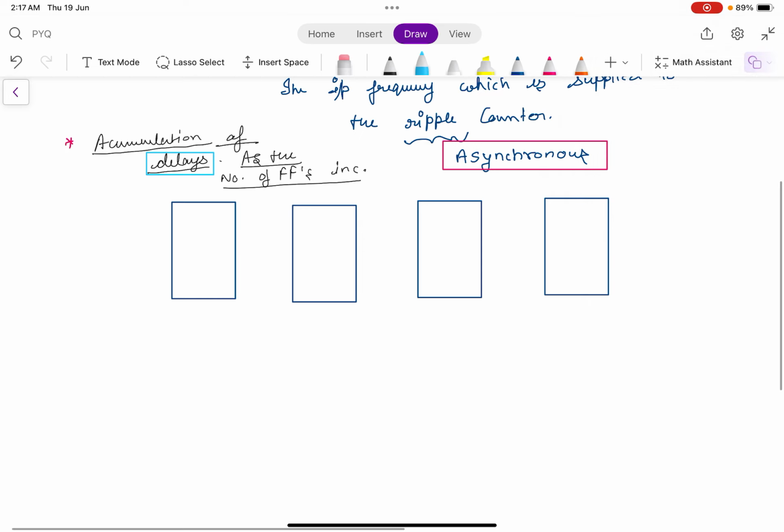Now let's have the connections. So we get the input. Let's consider a D flip-flop. So this is the output. Now this gets the input. I am assuming it to be a positive edge triggered flip-flop. Now this gets the input D, Q. This gets the input D, Q.